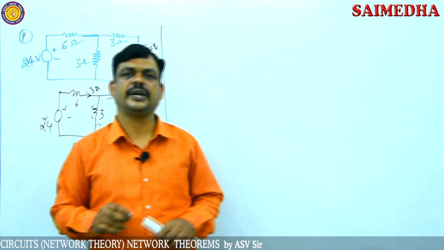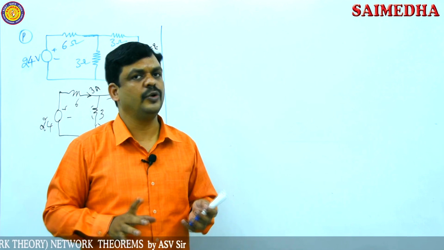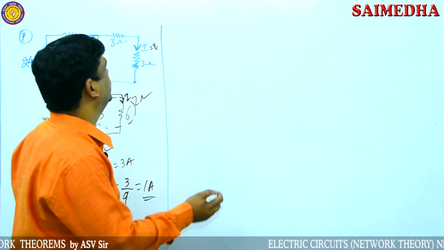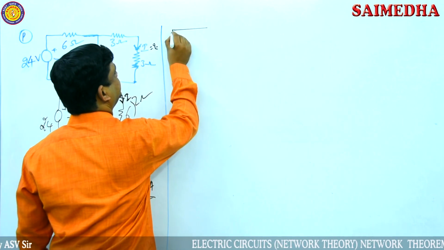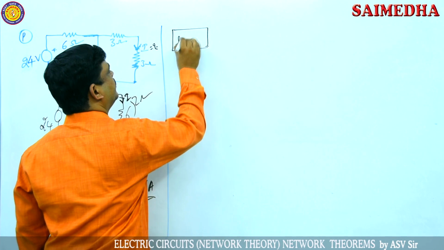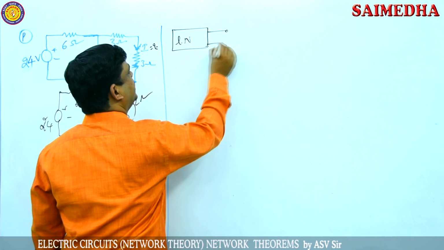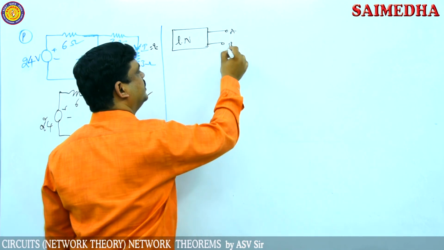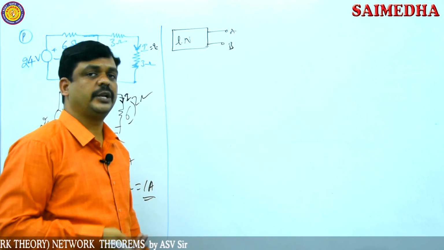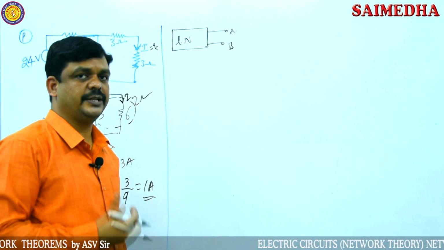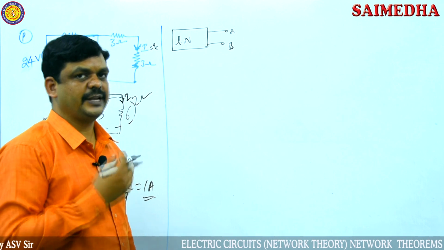According to Thevenin's theorem, the complete network is connected in between open circuit load terminals. So the required network is like this. This is one linear network. This linear network is connected in between A and B terminals. Here A and B terminals are nothing but load terminals. Open circuited load terminals are required.